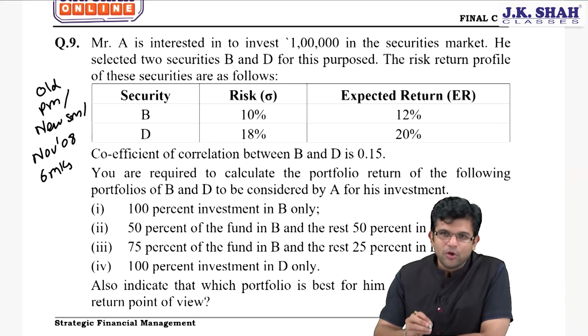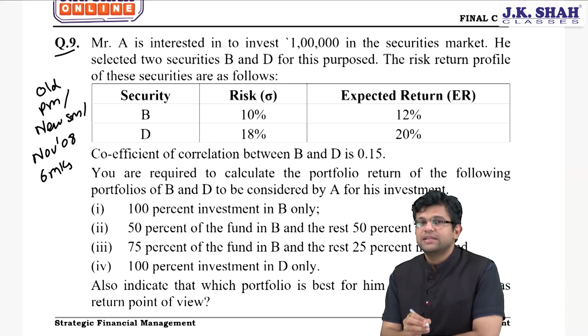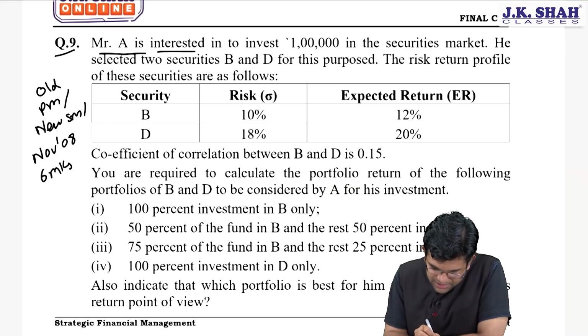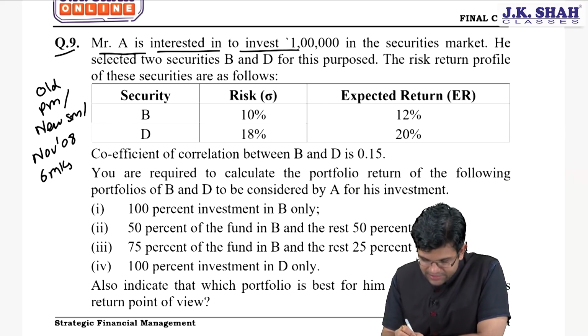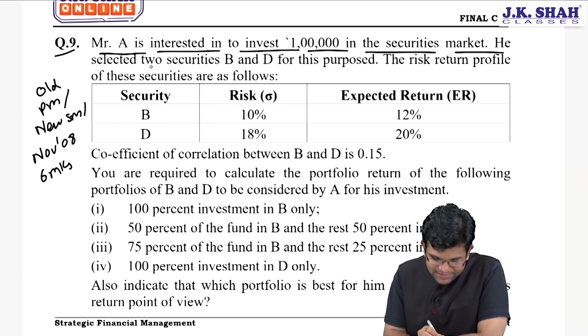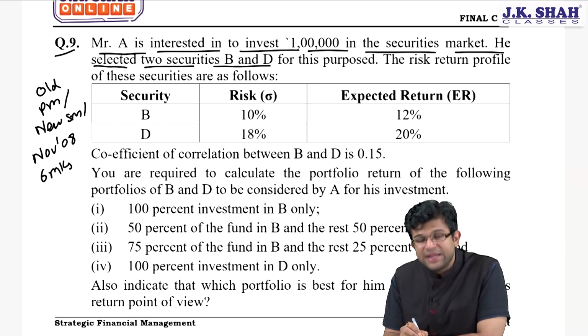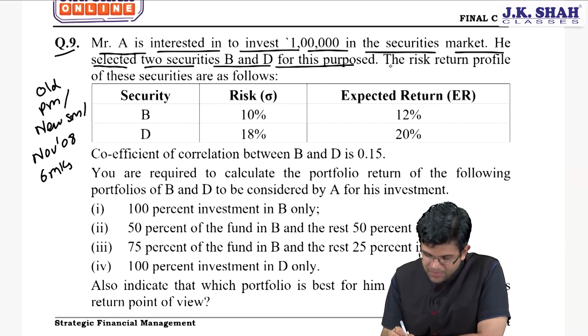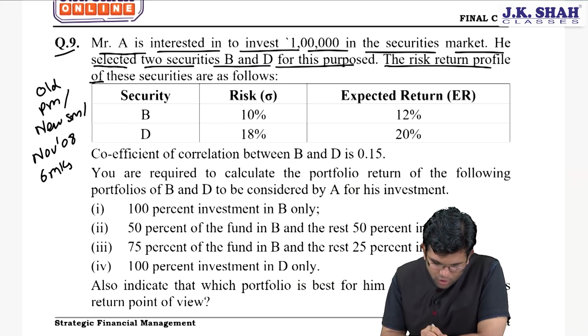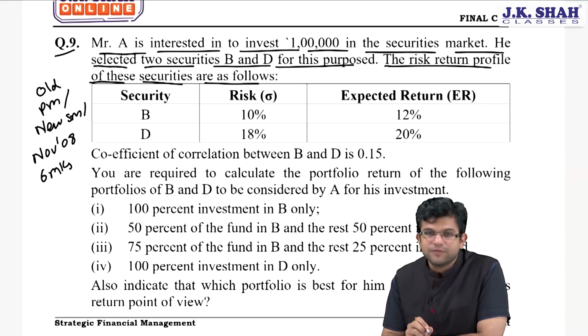Okay students, so I hope you all have read the question. Let's try understanding question 9. Mr. A is interested to invest 1 lakh in the securities market. He selected 2 securities B and D for this purpose. The risk return profile of these securities are as follows.